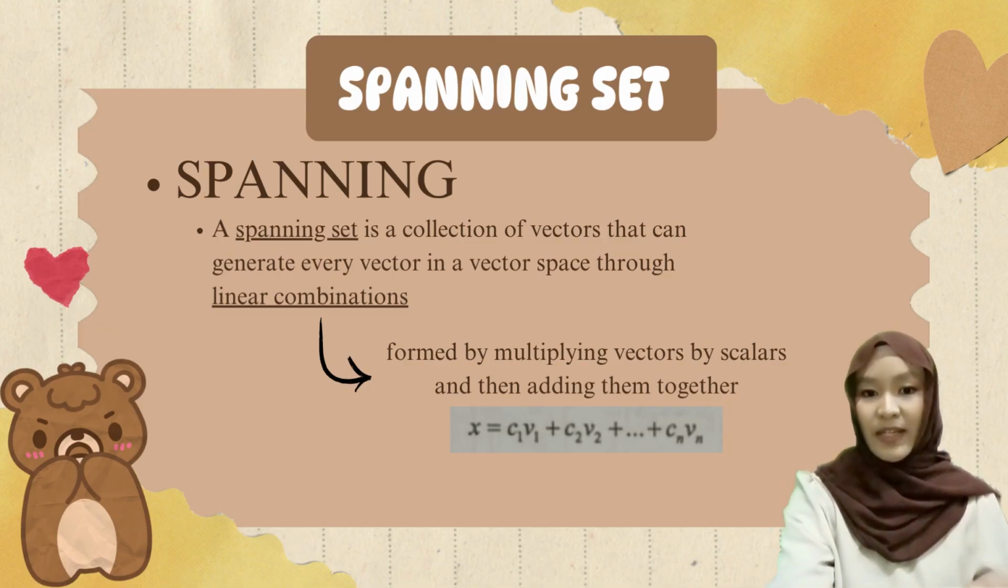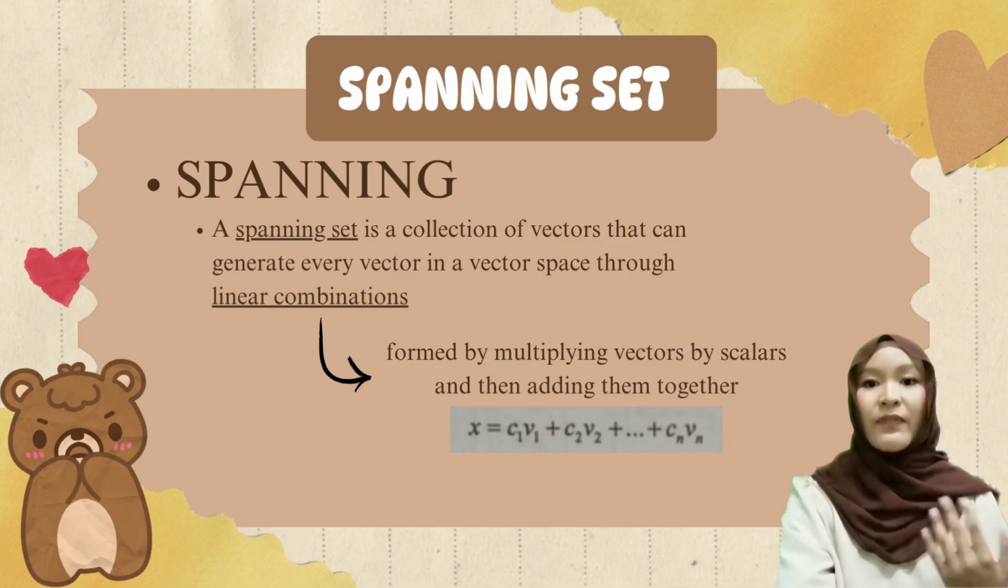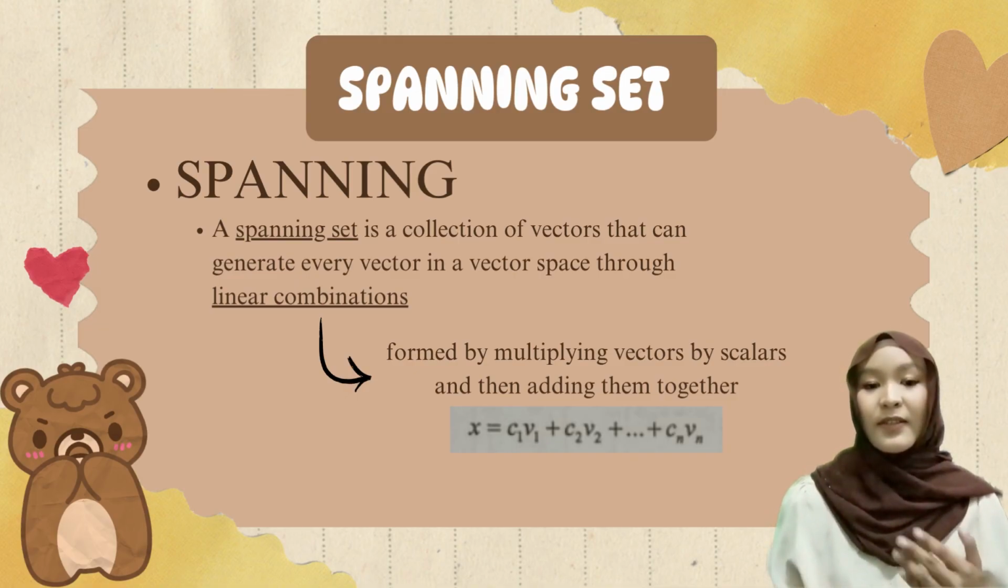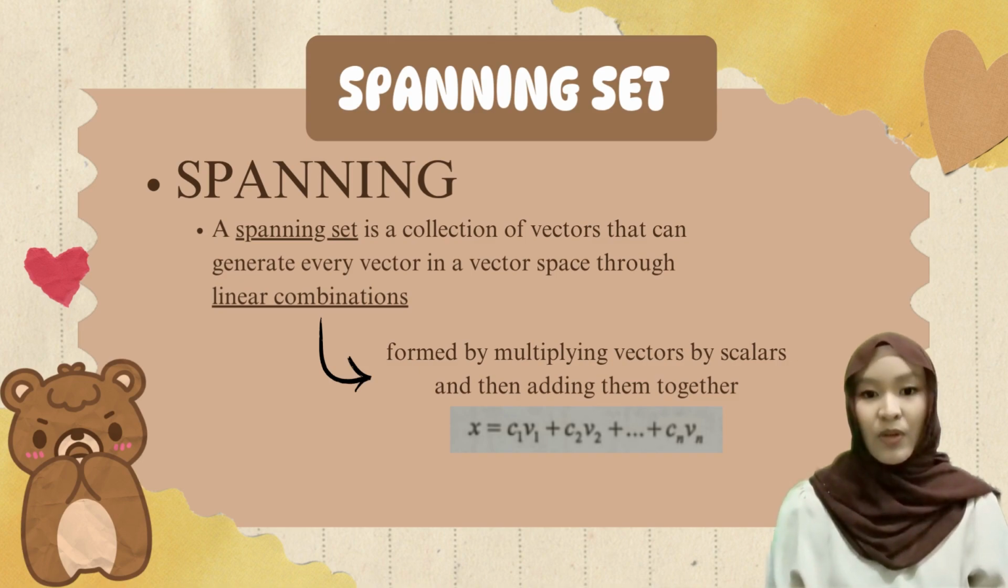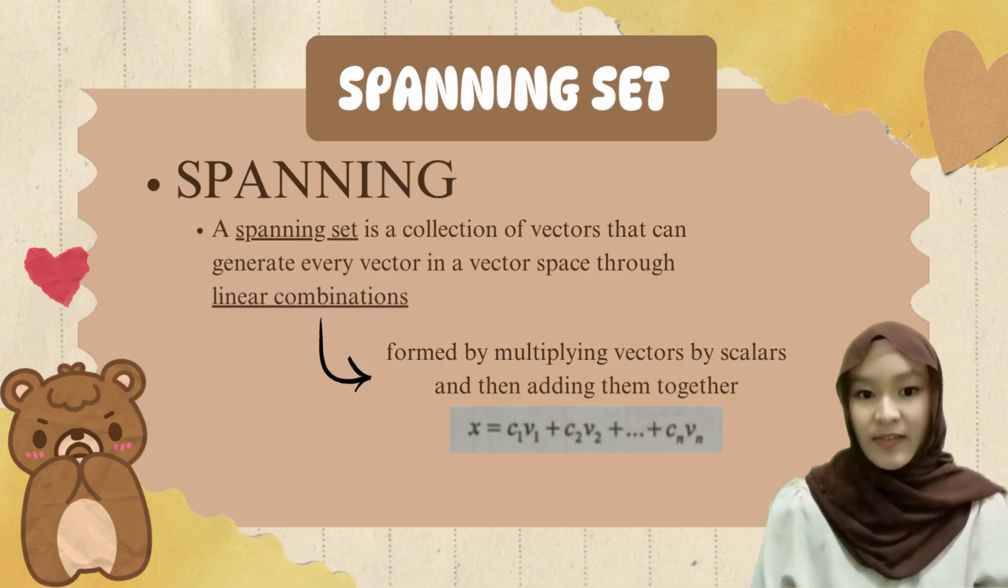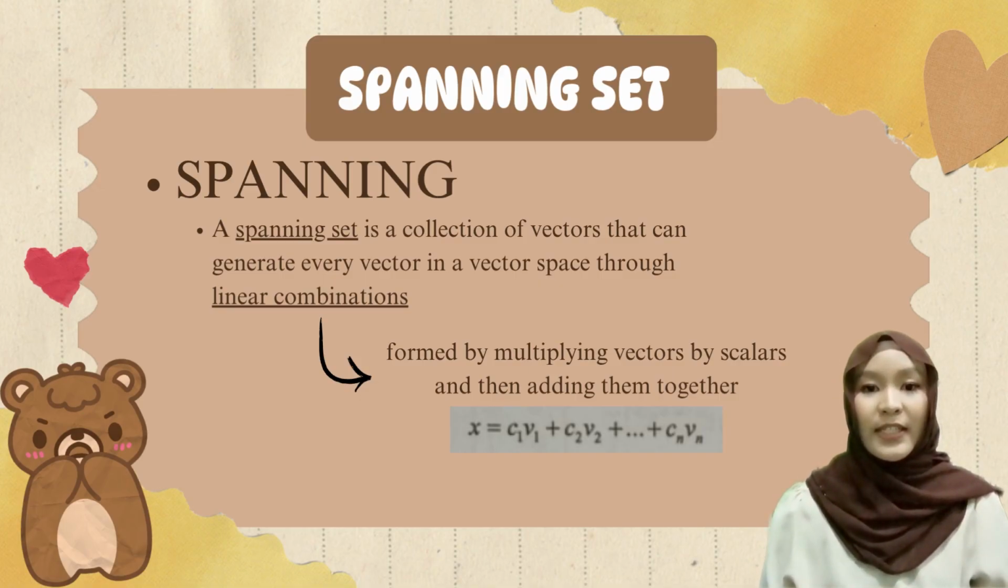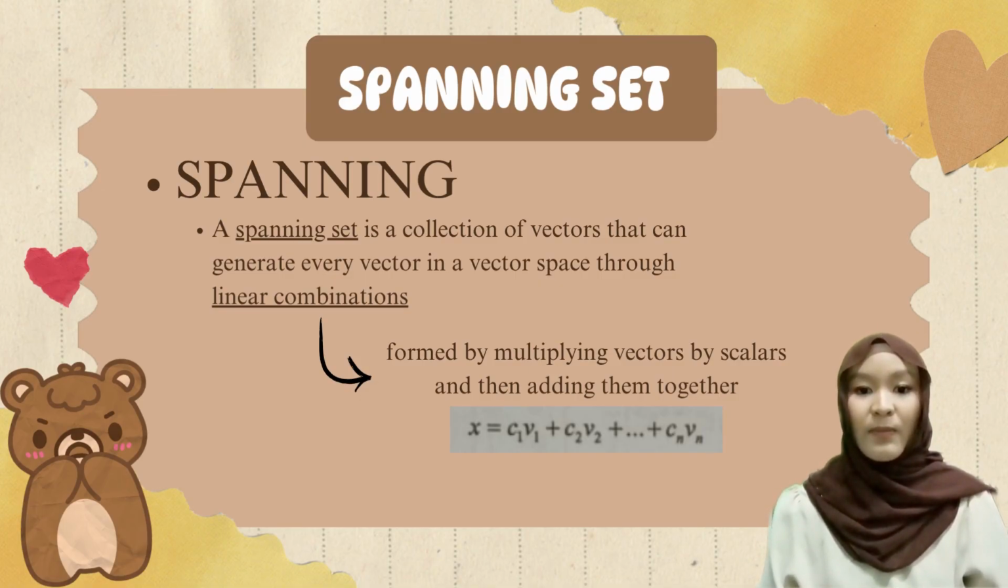So what is a spanning set? Let's begin with the definition of a spanning set. A spanning set is a collection of vectors that can generate every vector in a vector space through linear combination. Before we continue, let's first understand what a linear combination is. A linear combination is formed by multiplying vectors by scalars and then adding the result together.